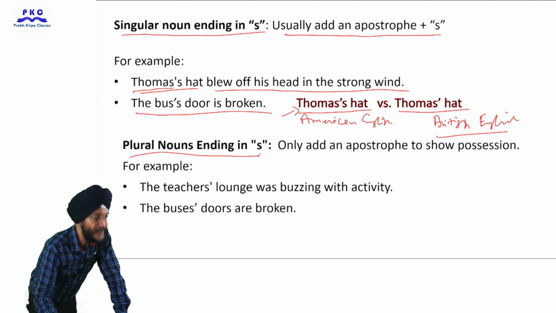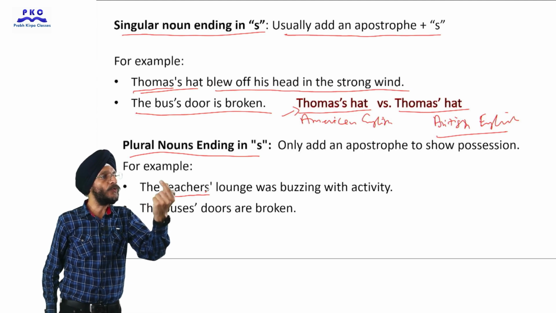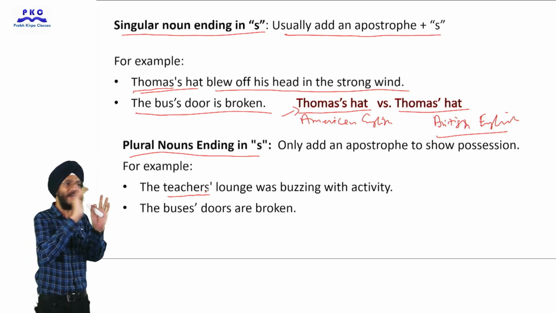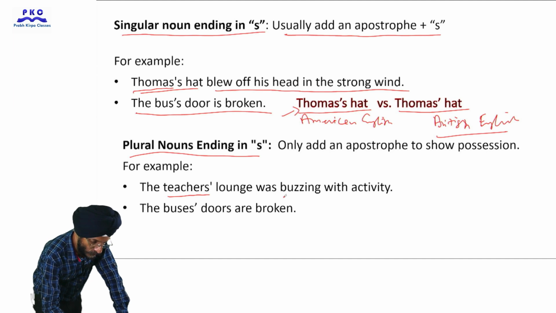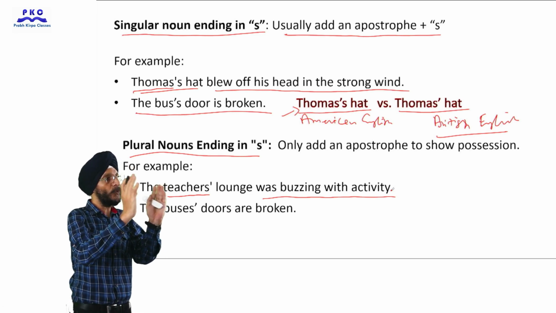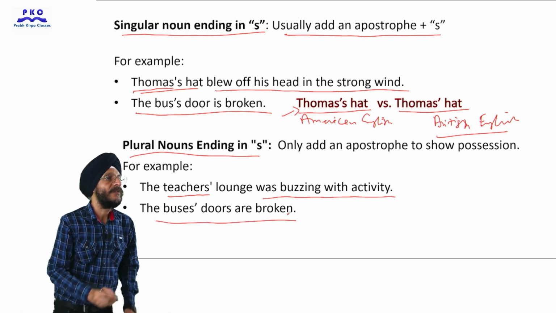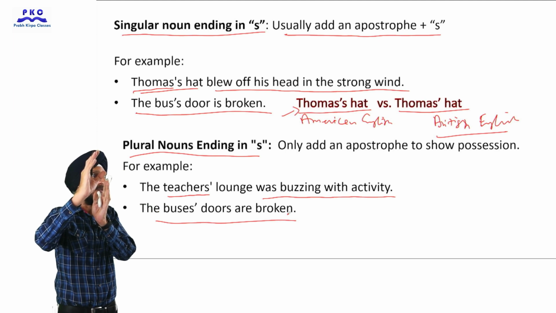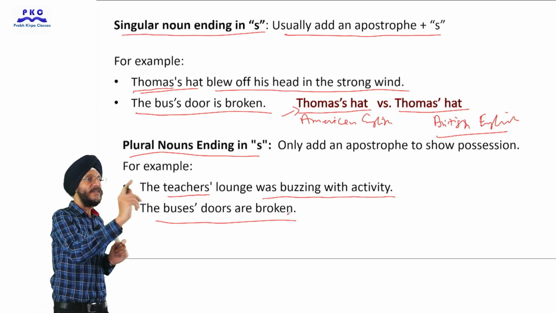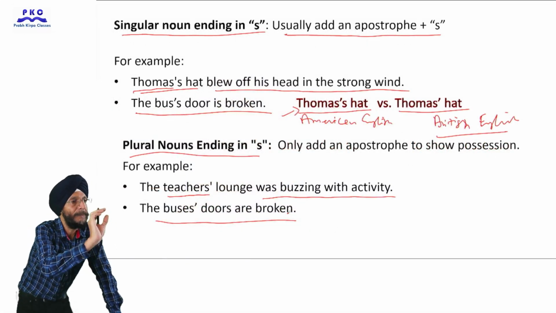Now, plural nouns ending in s. Here you will see that teachers is a plural noun. Here to show possession, we have simply added an apostrophe. Here we have not added s. The teachers' lounge was buzzing with activity. That is the lounge of the teachers. The bus's doors are broken, that is, the doors of the buses. Buses is plural. If it had been simply bus, a single bus, it would have been a singular noun. But here it is a plural noun, buses. Here we have simply used an apostrophe.